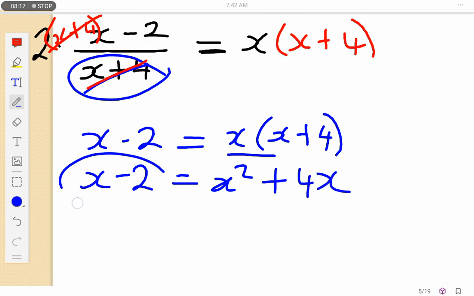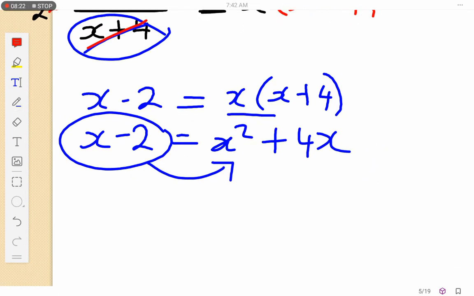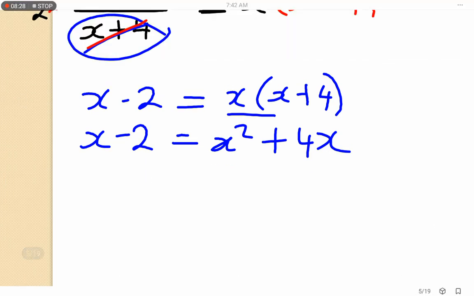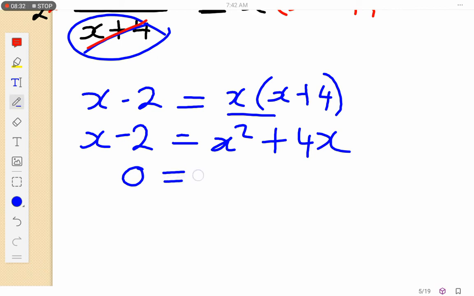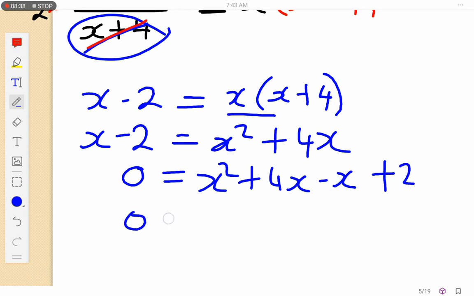So it's easy for me to take these ones that side. If I take them that side, they'll become negative, and I will remain with a 0 this side. So we have 0 is equal to x squared plus 4x, then minus x, then plus 2 there. Okay, so I have 0 is equal to x squared. Simplifying this part, I get plus 3x, then plus 2.